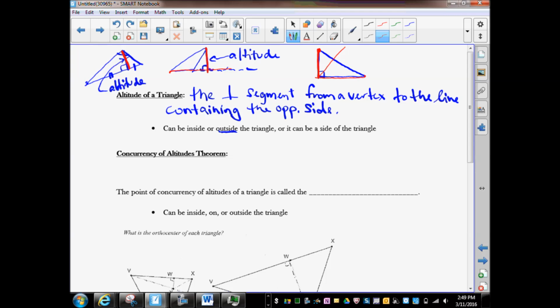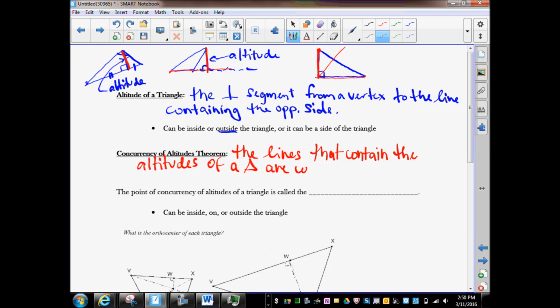Okay, so again, just like we had 3 perpendicular bisectors, 3 angle bisectors, 3 medians, we also have 3 altitudes in a triangle. And guess what? For a triangle, all of our altitudes meet at a point of concurrency. And that is our concurrency of altitudes theorem. The lines that contain the altitudes of a triangle are concurrent.